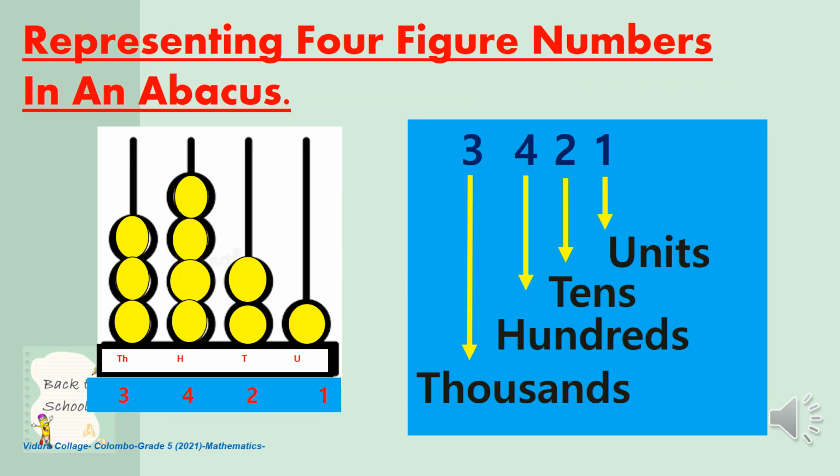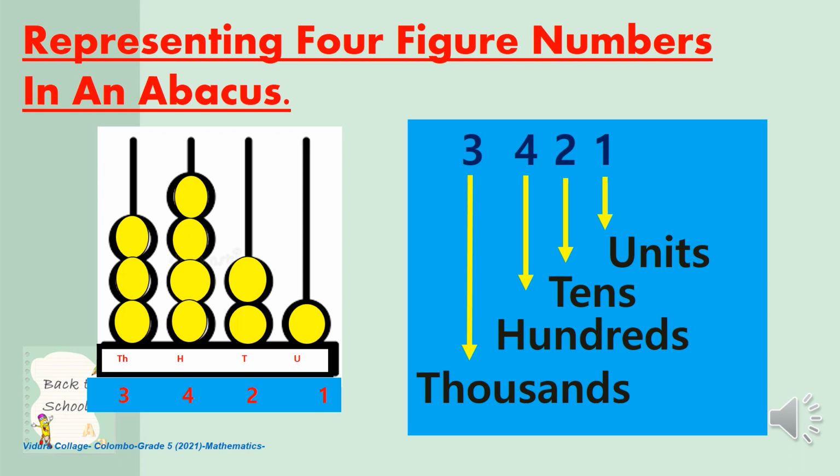Representing 4-figure numbers in an abacus. Now here you can see an abacus with 4 poles, or 4 lines, because we are going to represent a number with 4 digits. So let's see the given number first. 3421. 3 is little separated from 421.